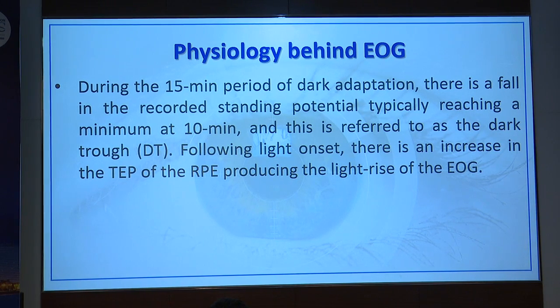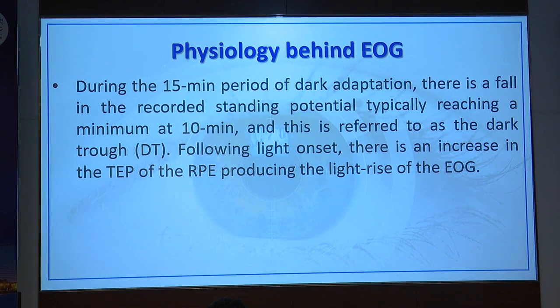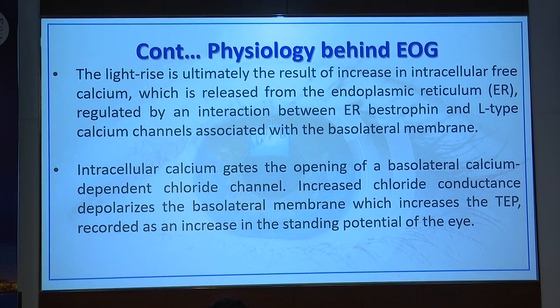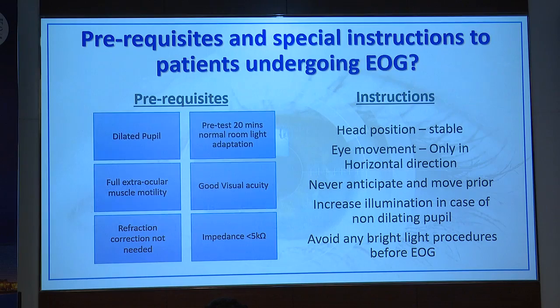Following light onset, there is an increase again in the transepithelial potential of the RPE, producing the light rise of the EOG. The light rise is ultimately the result of an increase in intracellular free calcium, which is released from the endoplasmic reticulum, regulated by an interaction between endoplasmic reticulum bestrophin and L-type calcium channels associated with the basolateral membrane. This intracellular calcium gates the opening of the basolateral calcium-dependent chloride channel. Increased chloride causes depolarization of the basolateral membrane, which increases the transepithelial potential, recorded as the increase in the standing potential of the eye.